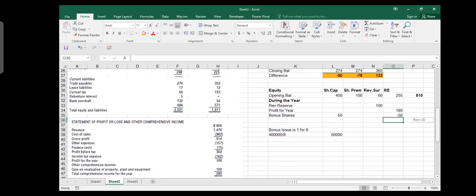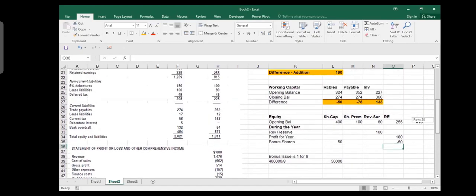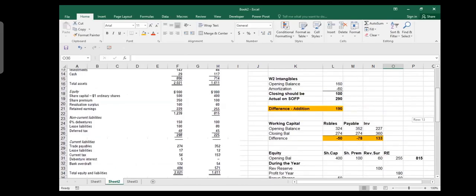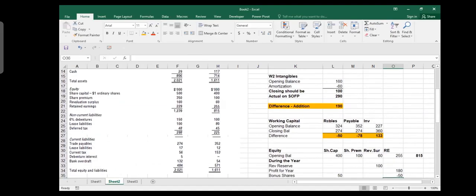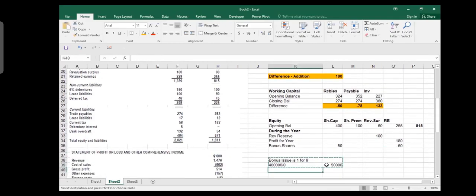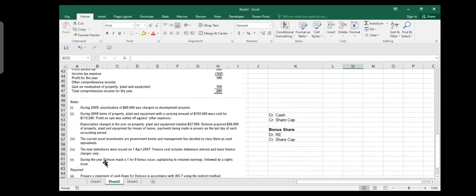And then what happens? You made further new shares as well. How many new shares are you issuing? Now, up until here there is no other transaction. I had opening share capital 400, then I issued bonus shares. We had share premium, I don't know what the share premium would be. Please pay attention: it says that during the year Dickinson made a 148 bonus issue. So it is clear that 400,000 divided by 8, 50,000 shares you issued as bonus, capitalizing retained earnings.